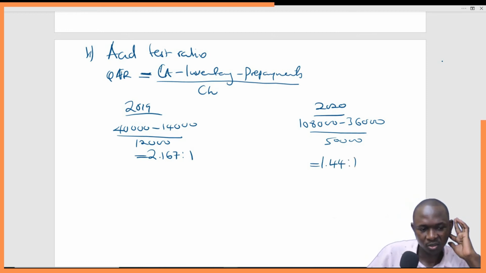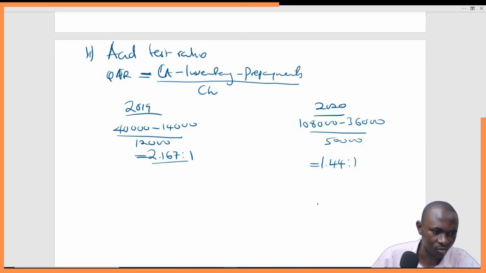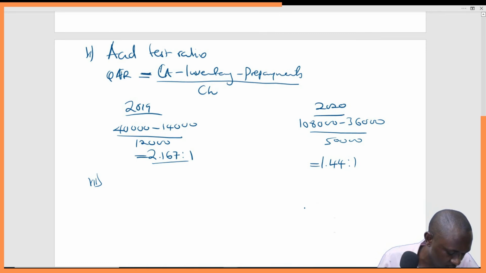So it means the ability of this firm to meet its current maturing obligations is now 2.167, which is good. And in 2020 it was 1.44, which is still good because all of them are greater than 1. It means the firm has the capacity to meet their current maturing obligations.